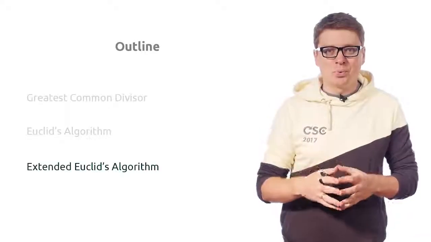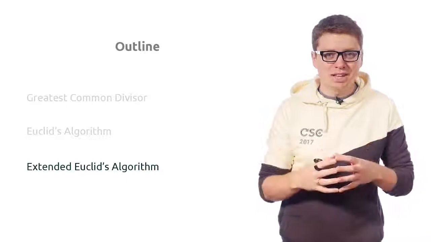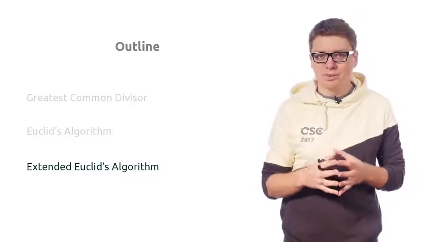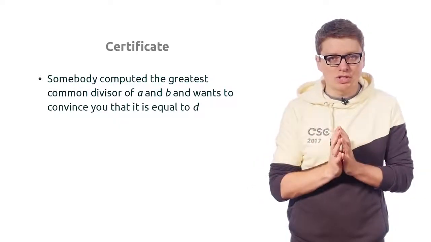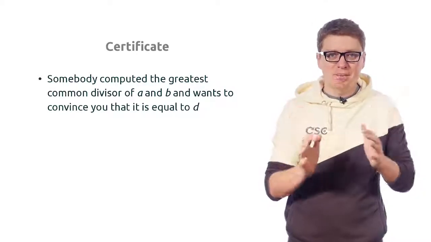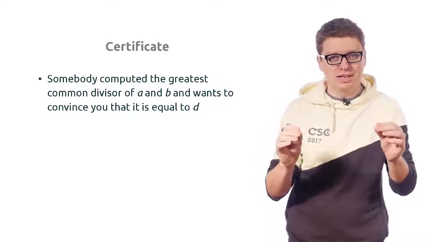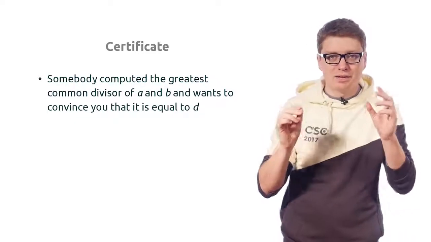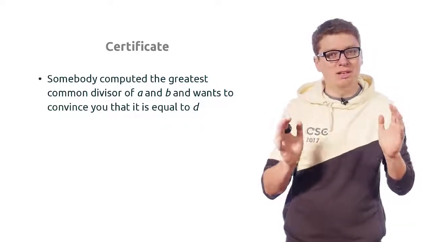In this video, we are going to further extend the Euclid's algorithm for computing the greatest common divisor. Let's start with the following motivational question. Imagine that somebody computed the greatest common divisor of two integers a and b and now would like to convince us that it is equal to d. How can this be done?